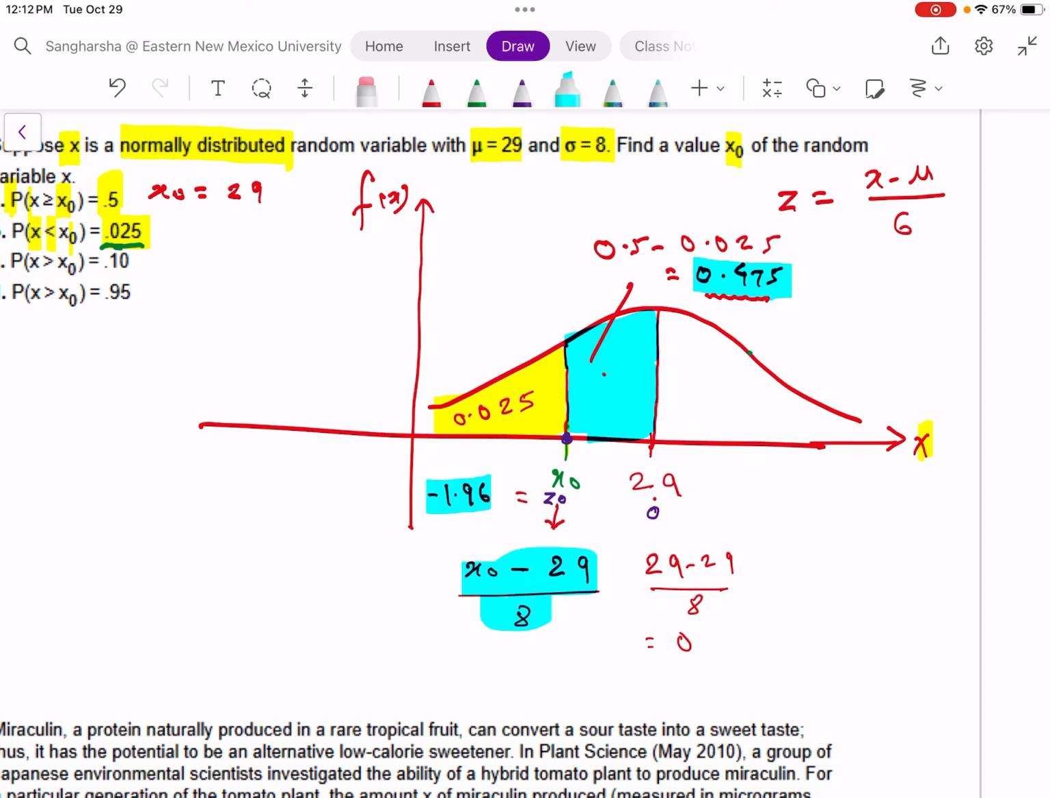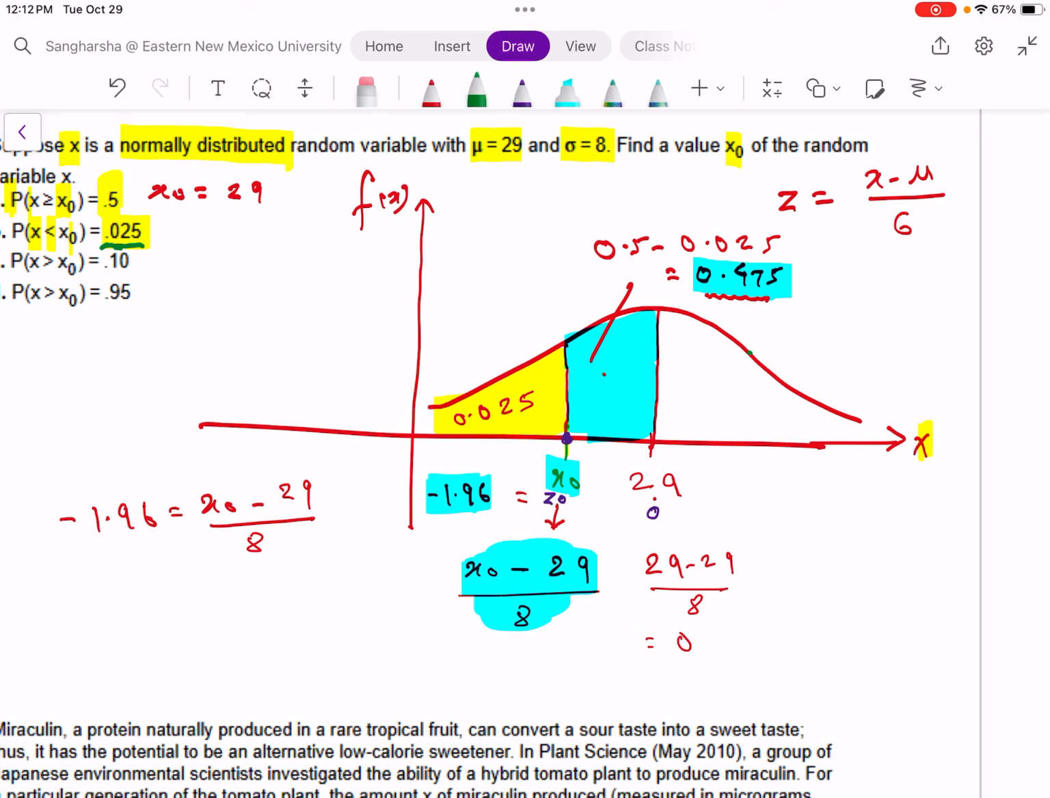So this is also G naught and this expression is also G naught. If both are G naught, they have to be the same, equal to each other. So now we have negative 1.96 equals X naught minus 29 divided by 8. The reason is that we converted this X naught in terms of G naught, in terms of G value, so these two have to be exactly the same value. So we have this equation here.